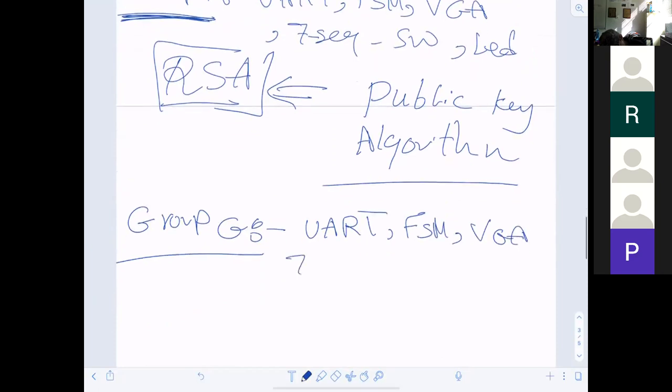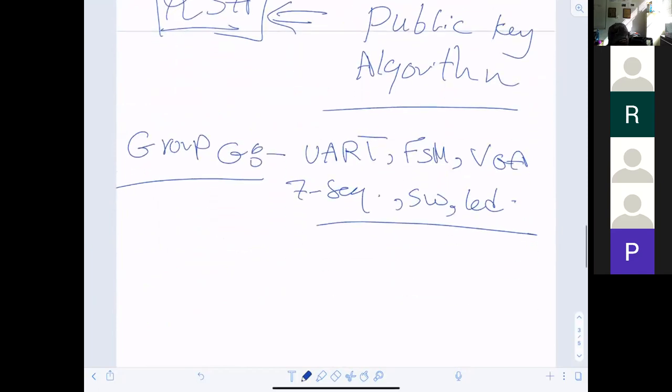VGA. 7-segment display switch. So for signal processing, what we can have: do you like to build the FIR filter? Have you heard about FIR? I don't think I have. Have you taken signals and systems or anything? Oh, I've taken signals and systems. That was about a year ago.